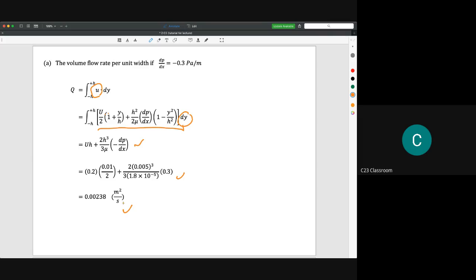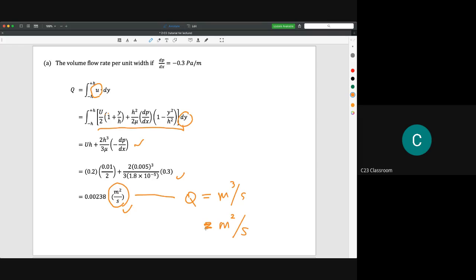So please do not be confused by these units. Normally the flow rate is in meter cube per second, because it shows the volume transferred every second. But because we assume that the width is unity, meaning 1 unit, it can be reduced to meter square per second. So I hope you are alert about this.